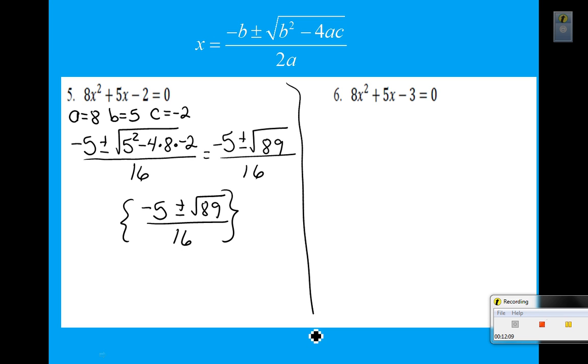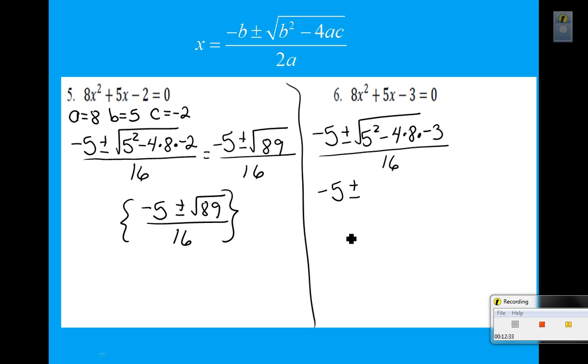My number 6, just to kind of speed things along with you, when you start filling in your numbers, I'm going to get negative 5 plus or minus 5 squared minus 4 times 8 times negative 3 all over 16. When you run that through, you're going to get negative 5 plus or minus the square root of 121 all over 16.